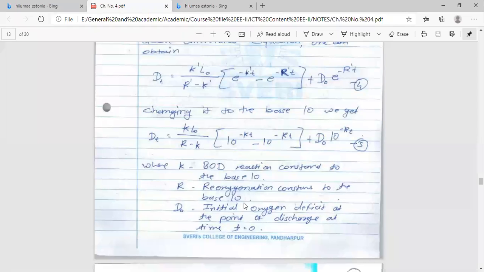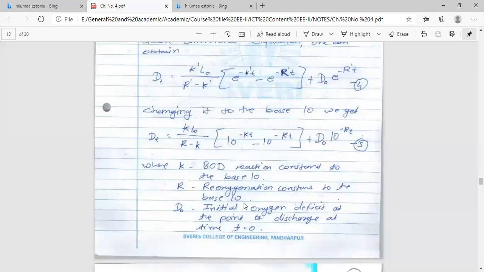What is the value of k? Value of k is 0.1. Value of R is 0.3. L naught you have calculated 38.78. So 0.1 into 38.78 upon 0.3 minus 0.1 into bracket 10 raised to minus k. What is the value of k? Value of k is again 0.1 into t. What value will take here? Value of t will be 1. Is it? Minus 10 raised to minus 0.3 into 1.